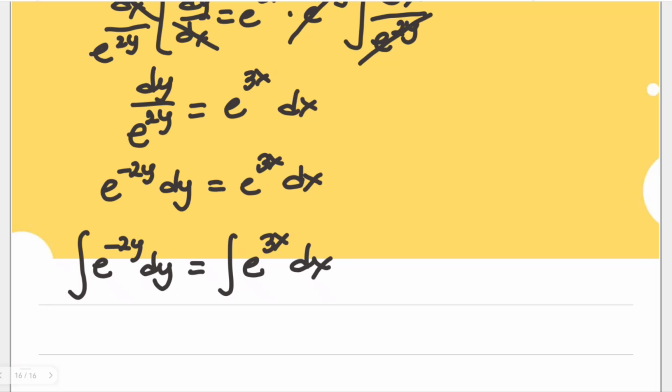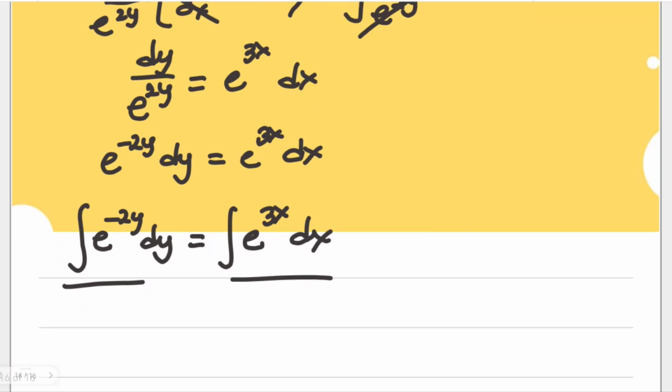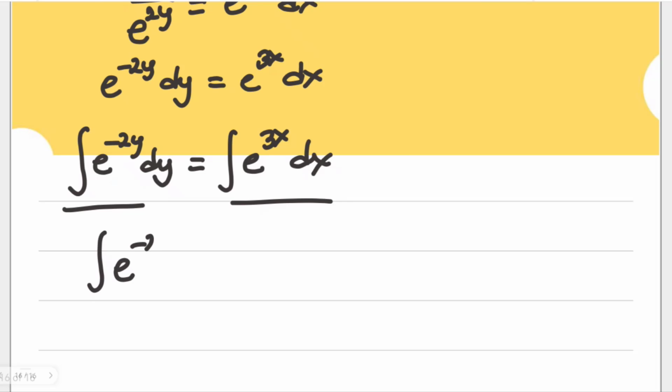Before we can integrate this, let us not forget that if we have an expression like this, where the exponent of e is not simply a single variable, in this case we have minus 2y and 3x on the other side, there should be an equivalent constant added to the expression before we can integrate. I'm talking about this. We actually need negative 2 as a factor here so that we can integrate, because as we return to its derivative, we are actually getting the first order derivative of the exponent, which is negative 2.